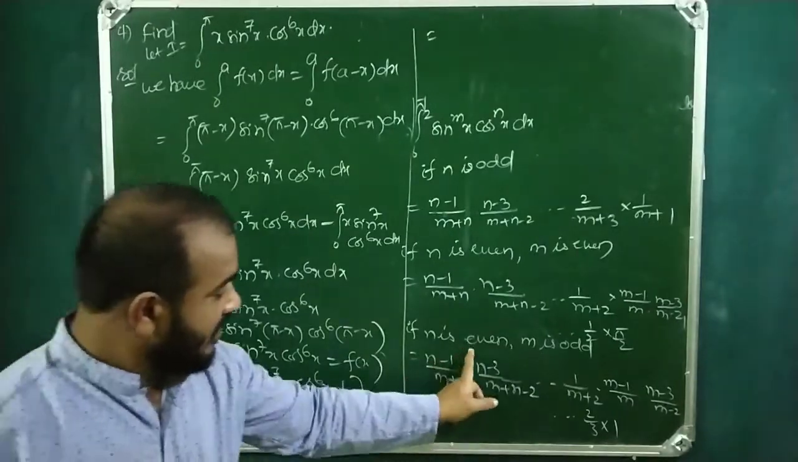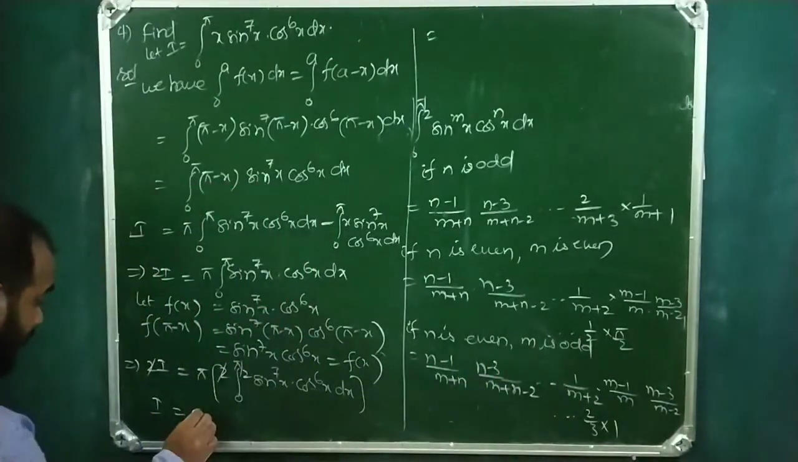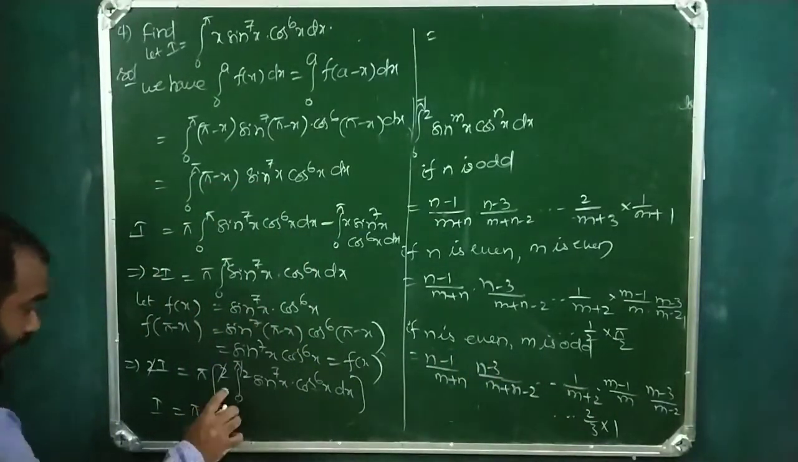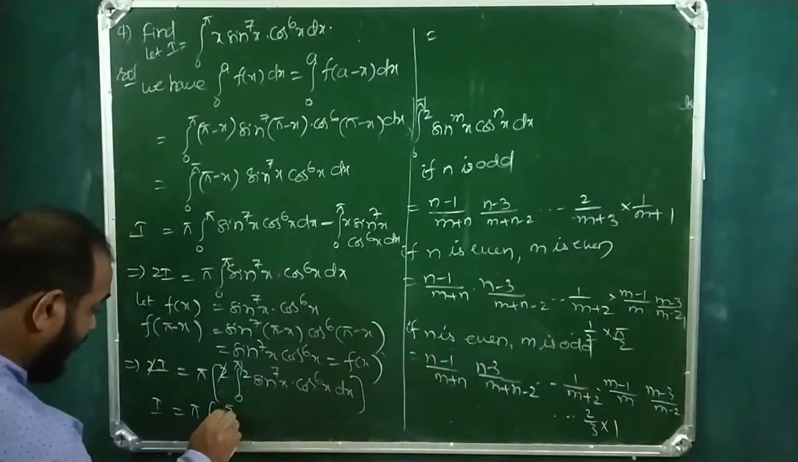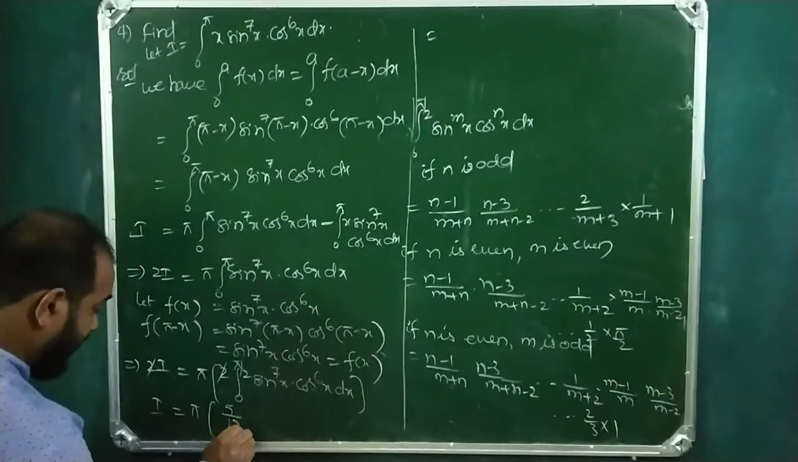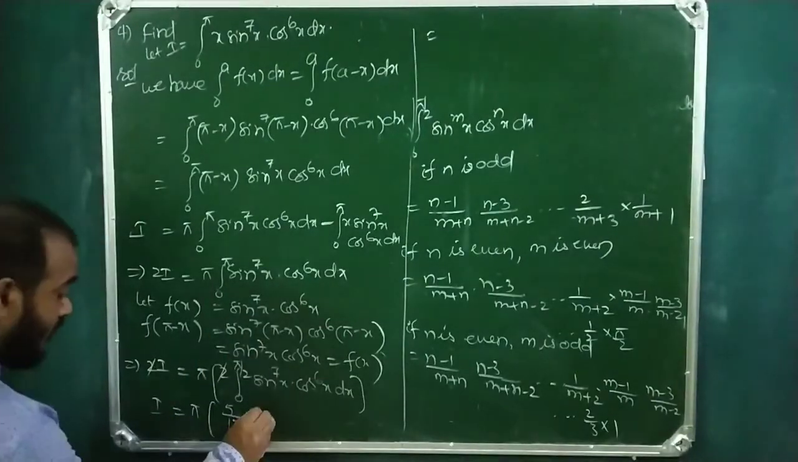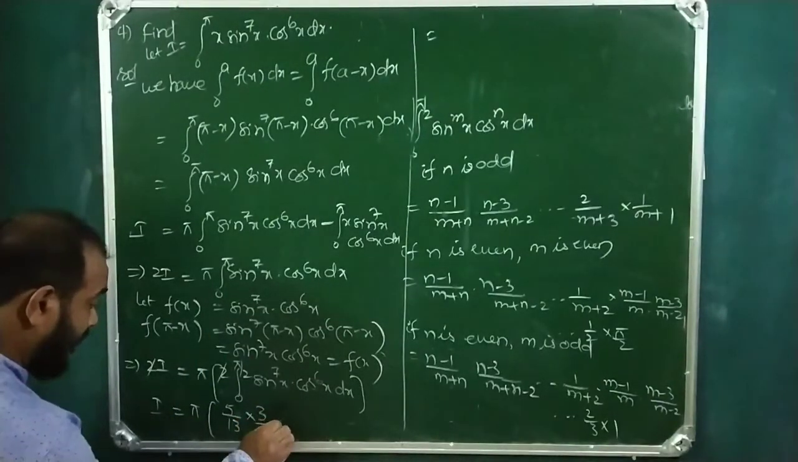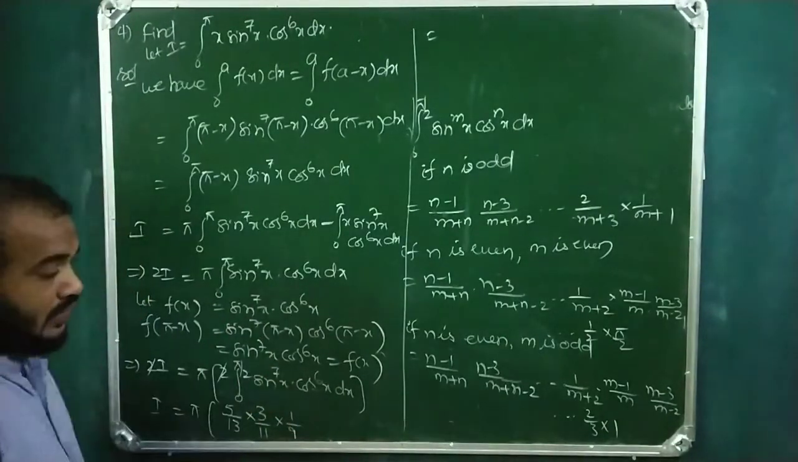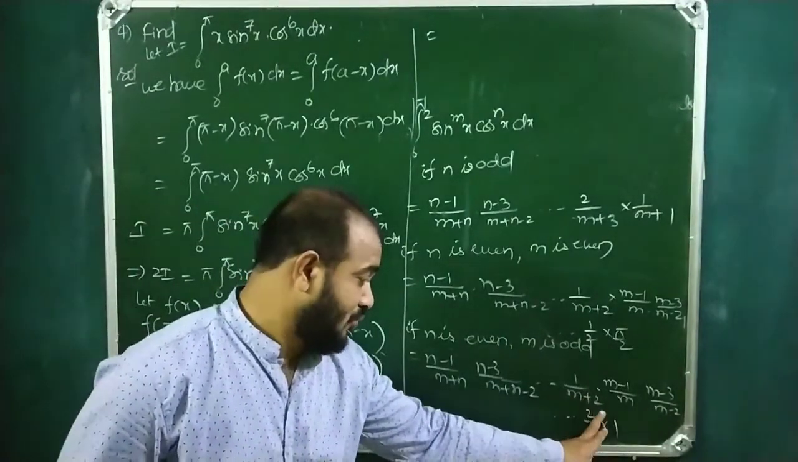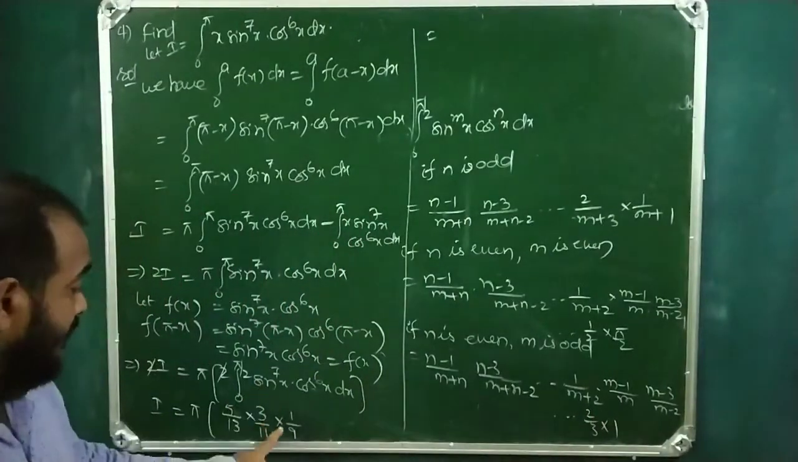n is even, m is odd case. So n minus 1. So pi into n minus 1 is 6 minus 1, 5 by 7 plus 6, 13. Further reduction is possible. So 3 by 11. Further reduction is possible, 1 by 9. So let us check with this, 1 by m plus 2. So m is 7 plus 2 is 9.